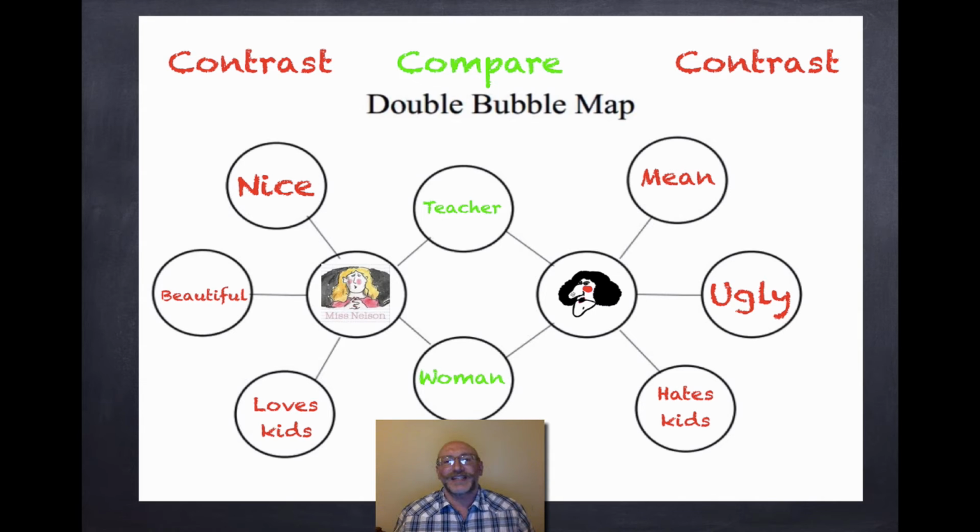Now, by using these thinking maps and constructing a double bubble map, we have organized our thoughts and we have looked at this story really deeply and taken two different characters and thought about them, not only about what's different, but also what's the same. We're doing really challenging work that's also a lot of fun.